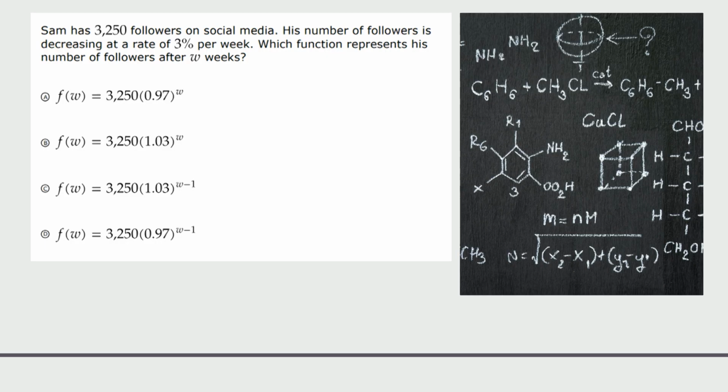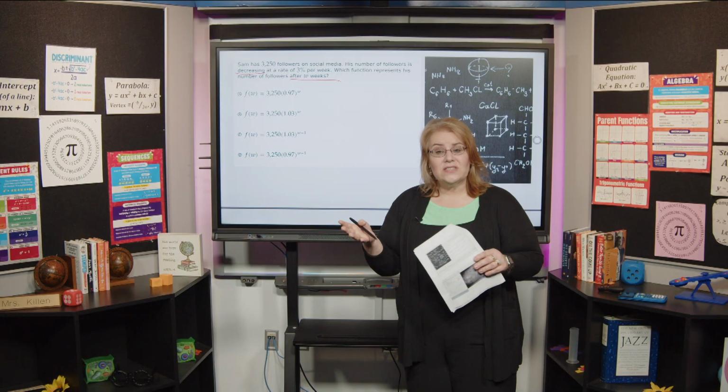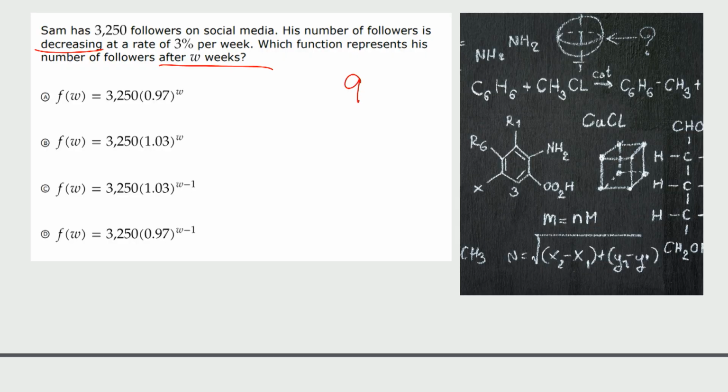Sam has 3,250 followers on social media. His number of followers is decreasing at a rate of 3% per week. Which function represents his number of followers after W weeks? Well, if he is decreasing by 3%, how much of his followers are left? 97%. So obviously I don't see 97% over here, so I'm going to have to change this to a decimal by moving my decimal over.